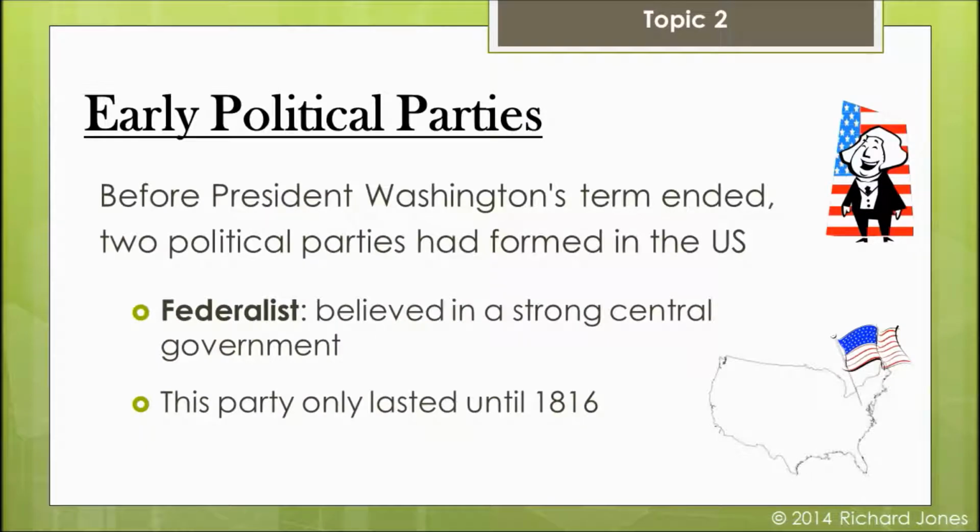But before his political term ends, there's actually 2 parties that form. The first is the Federalist Party. They believe in a strong central government. What this means is they felt that Washington, D.C., or the federal government itself, should be the strongest power in our nation. They should be able to control more of what happens in each individual state, and they would dictate it from the federal capital.